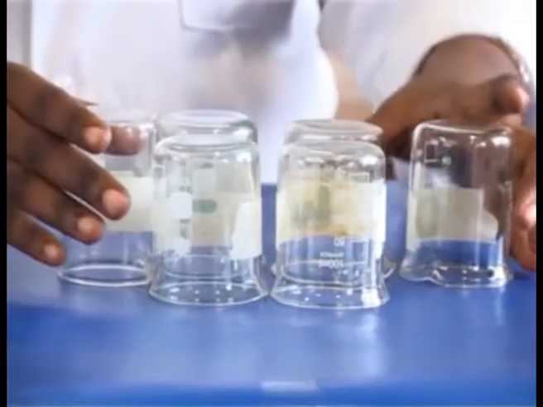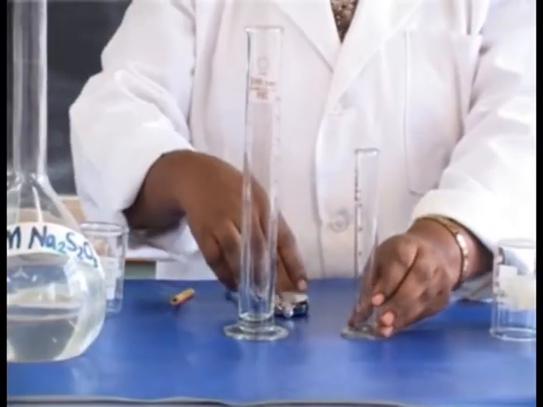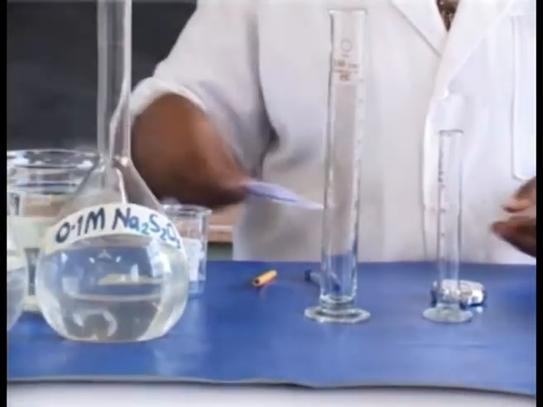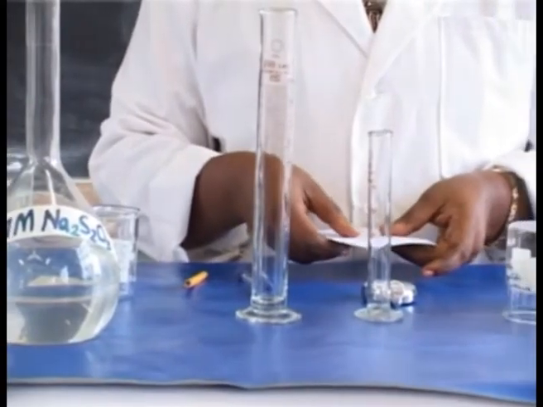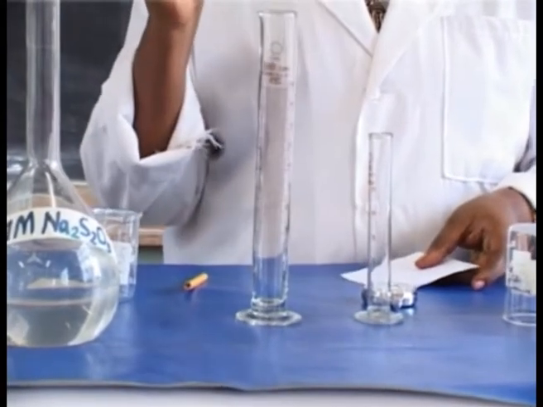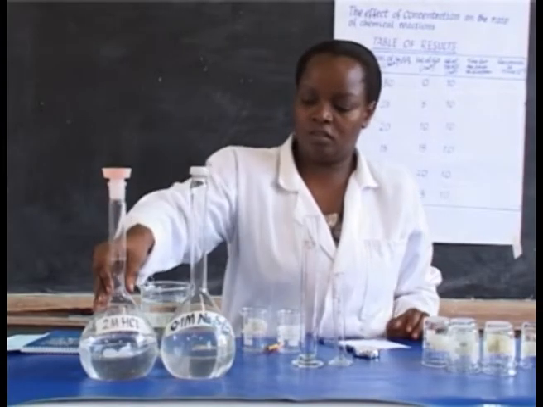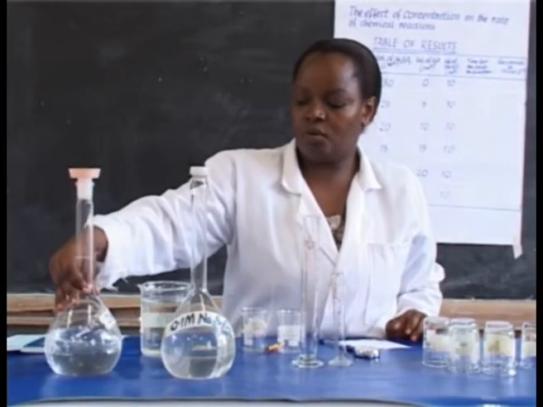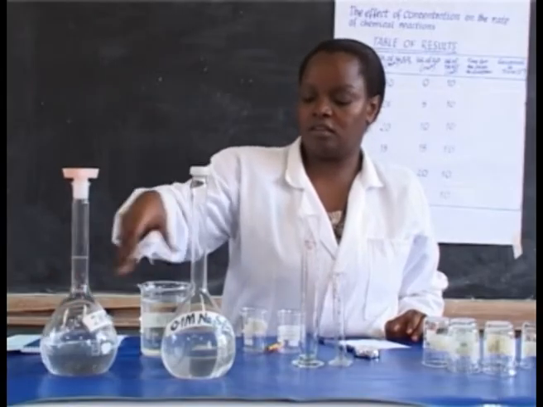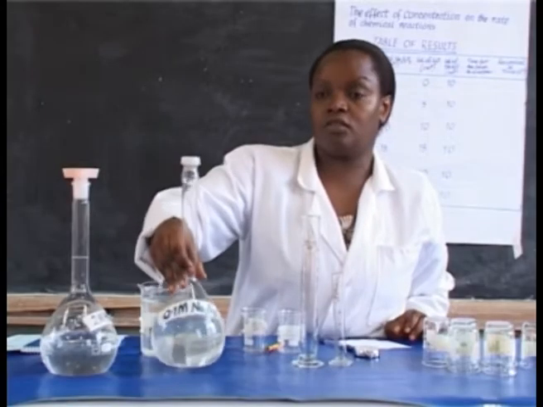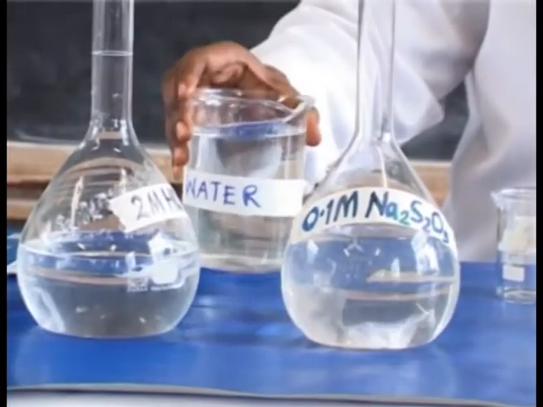Requirements: 6 beakers, 2 measuring cylinders, a stopwatch, white paper, a blue pen. Chemicals: 2 molar hydrochloric acid, 0.1 molar sodium thiosulfate, and distilled water.